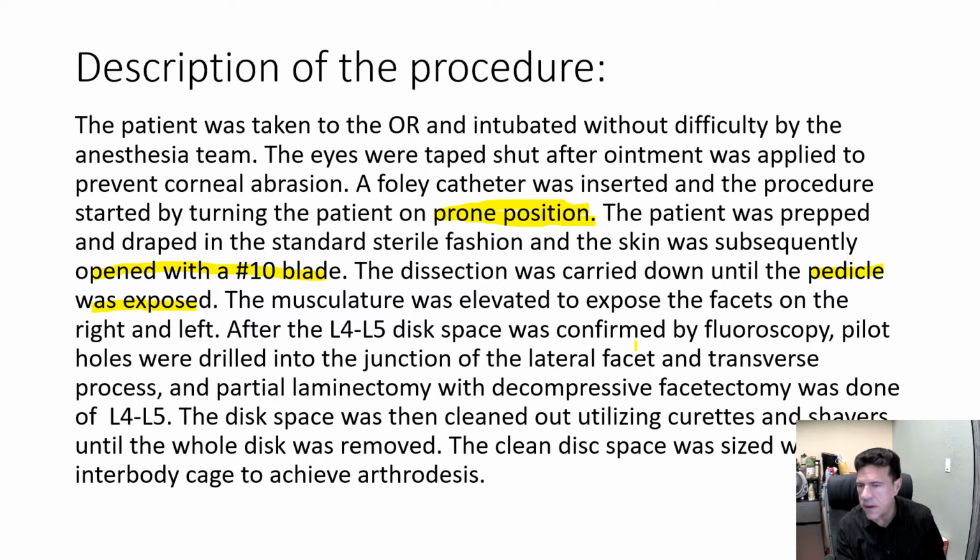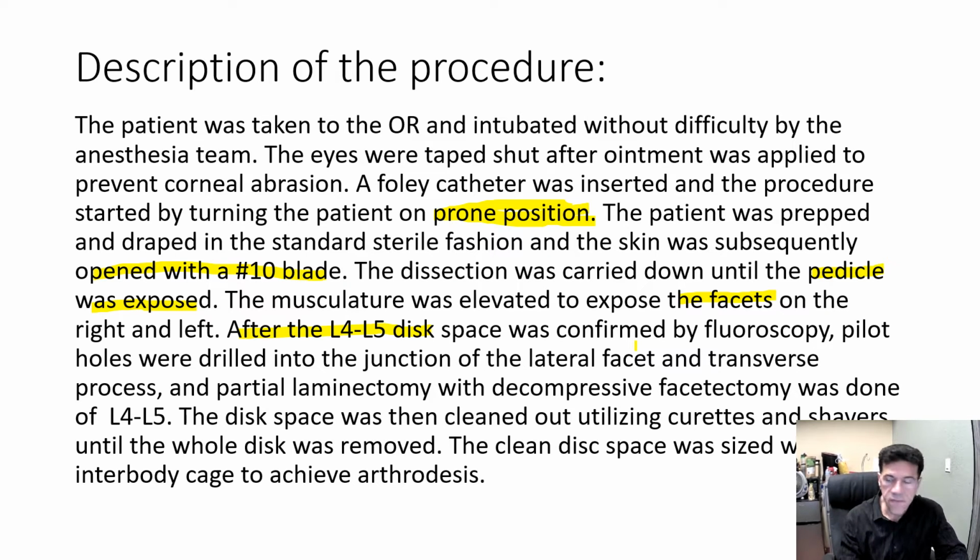Alright? The pedicle is a portion of the vertebra. It's a portion of the spine that sometimes they use as a graft. Let's keep reading. Okay, they elevated the muscle and they exposed the fossa on the right and left. Right? They got to the disc, lumbar 4, lumbar 5. This is one level. Two vertebrae is one level, one joint. So this is the lumbar 4, lumbar 5 space.